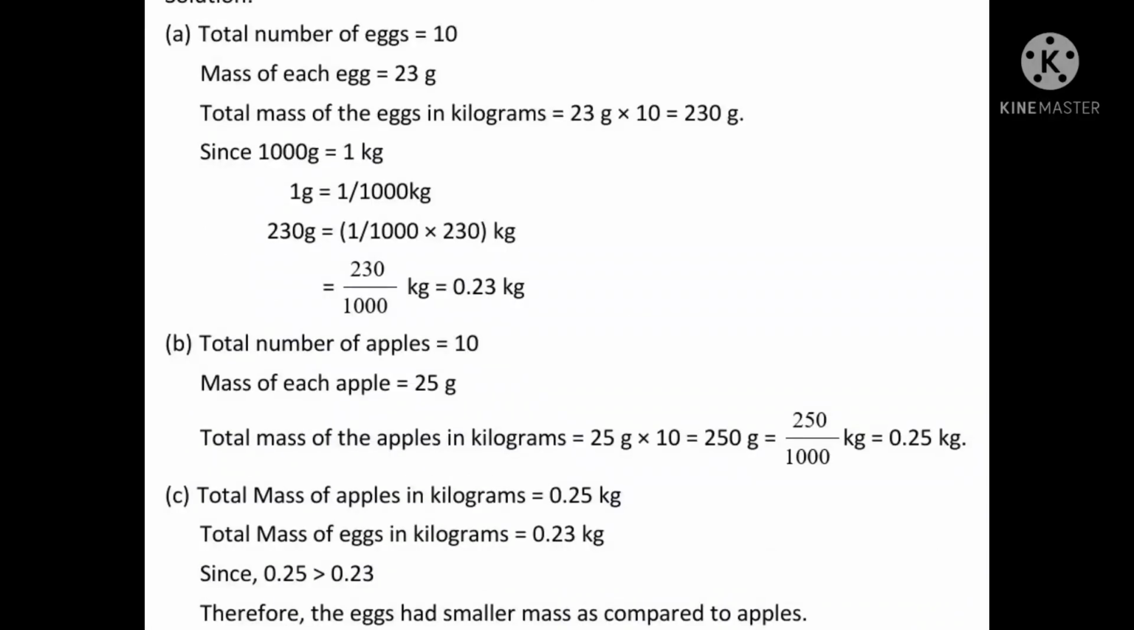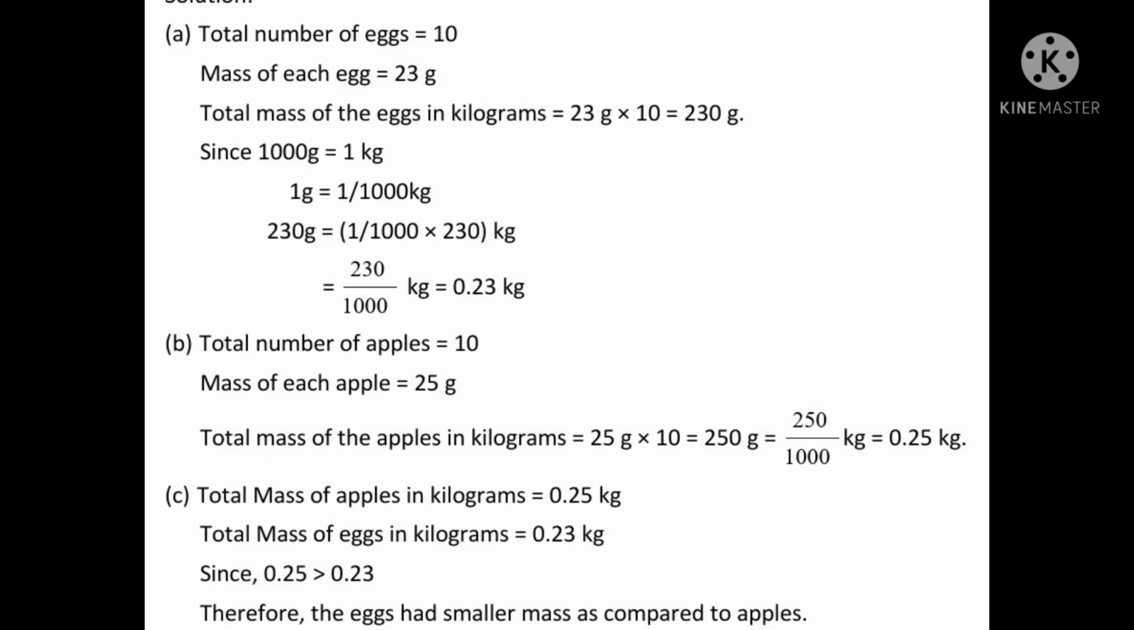Explain. Solution would be: total number of eggs is equal to 10. Mass of each egg is equal to 23 gram. So total mass of the eggs will be 23 gram multiplied by 10, equal to 230 gram. Now since 1000 gram is equal to 1 kilogram, we can say 1 gram is equal to 1 upon 1000 kilogram, and therefore 230 gram will be 1 upon 1000 into 230, that is 230 by 1000 kg, which is equal to 0.23 kg.